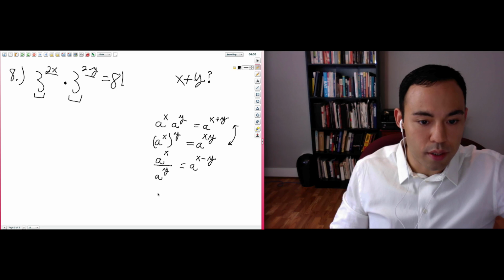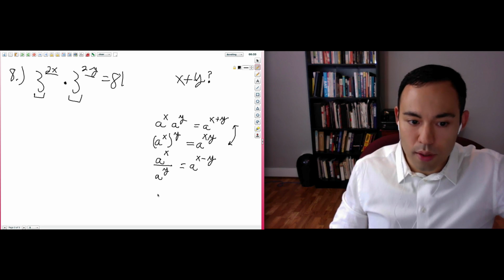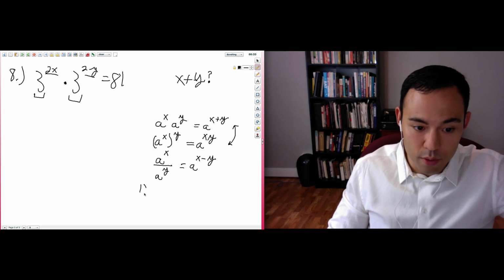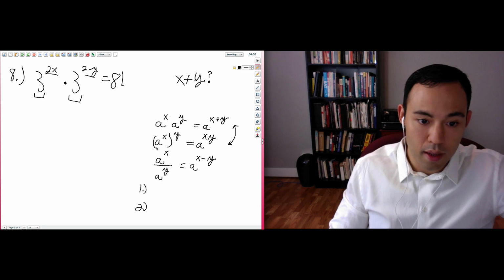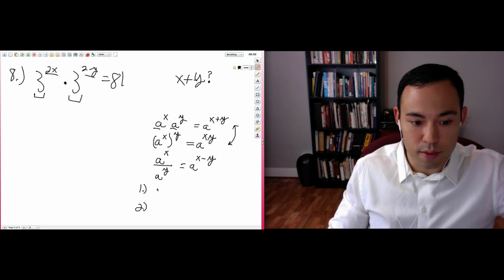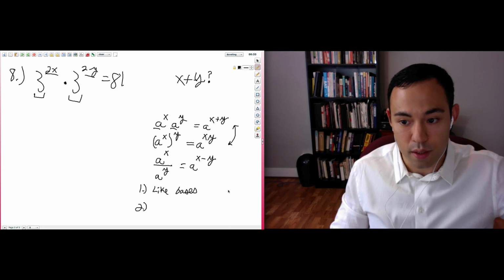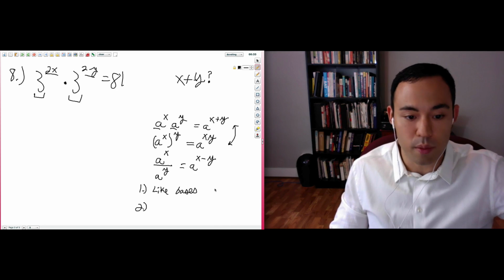Let's see, what else should I go over for now? One thing to really keep in mind is this only works when two conditions are met. There have to be like bases. That's condition 1, like bases. Now sometimes some things can be like bases, but they don't look like bases. You can do algebraic manipulations to make them like bases.